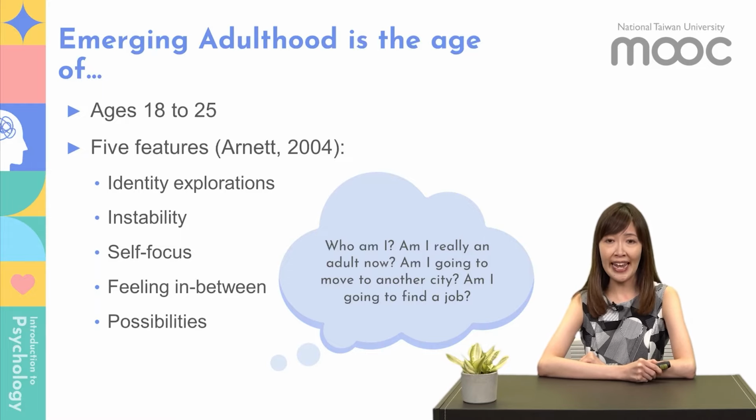But it's also the age of possibilities. Everything is possible. They have time and they have energy to work for their goals and work for their dreams. So everything is possible. So these are the 5 key features in emergent adulthood proposed by Arnett.